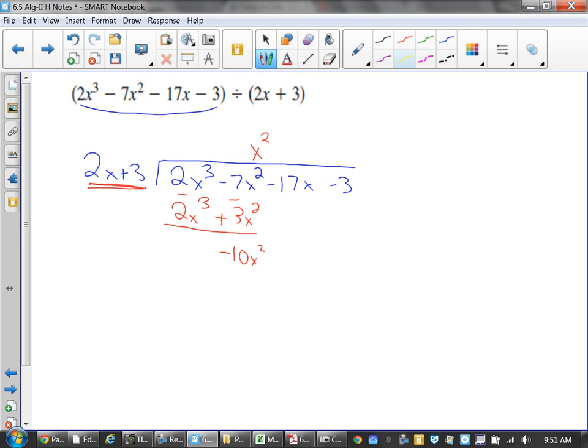Yep. Drop the 17x. Now I'm going to ask, how do I turn a 2x into a negative 10x squared? Negative 5x. Take the negative 5x, multiply it to the 2x plus 3. You get negative 10x squared minus 15x.